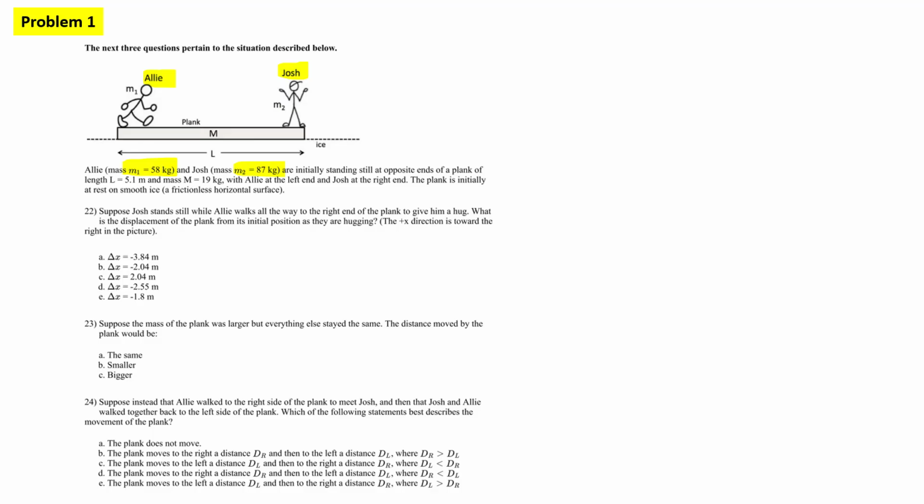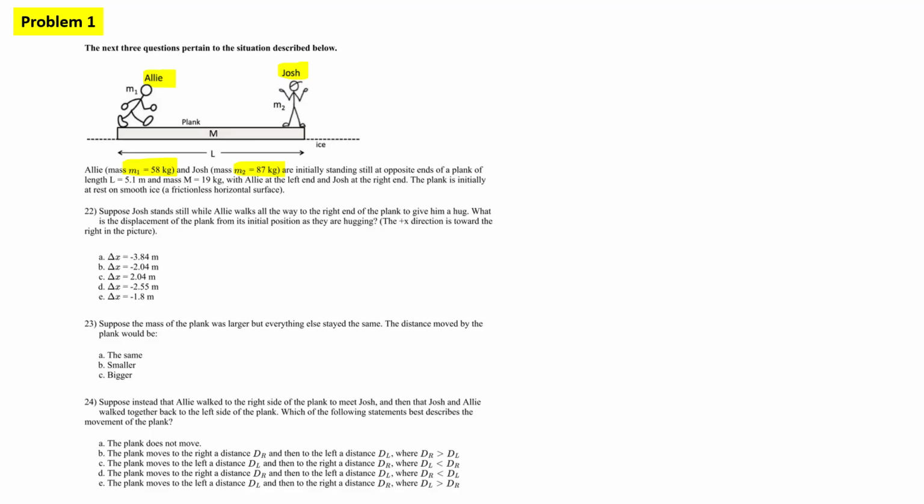The first question says, suppose Josh stands still while Allie walks all the way to the right end of the plank to give him a hug. What is the displacement of the plank from its initial position as they are hugging? We're going to take that x direction to be to the right. So let's go see how we solve a problem like that.